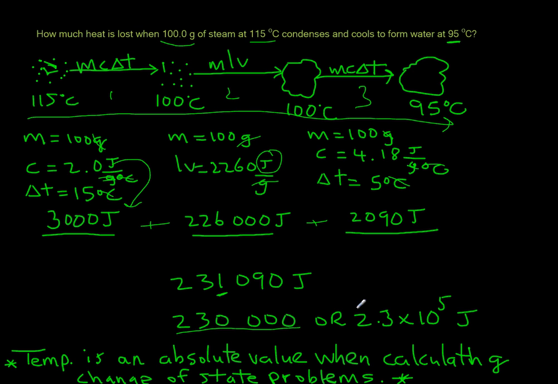Okay. If we were using scientific notation, then you would simply express it as 2.3 times 10 to the 5th joules of heat energy. So depending on how your teacher or your instructor wants your answer, he or she may want it expressed like that, or simply in scientific notation. And again, just a reminder, when we're doing these temperature changes here and here, they are expressed as an absolute value. Okay? And I hope that helps.